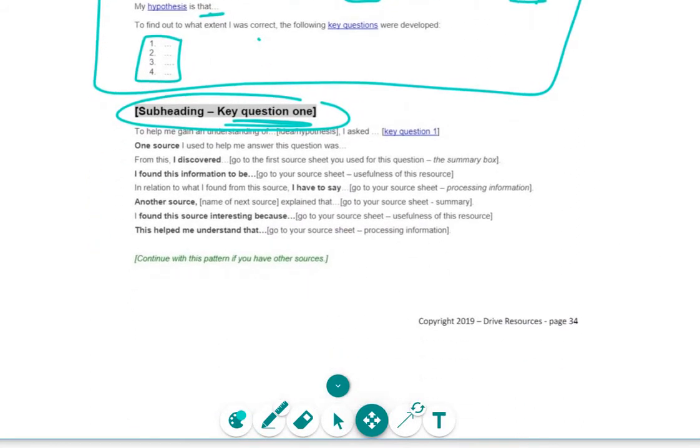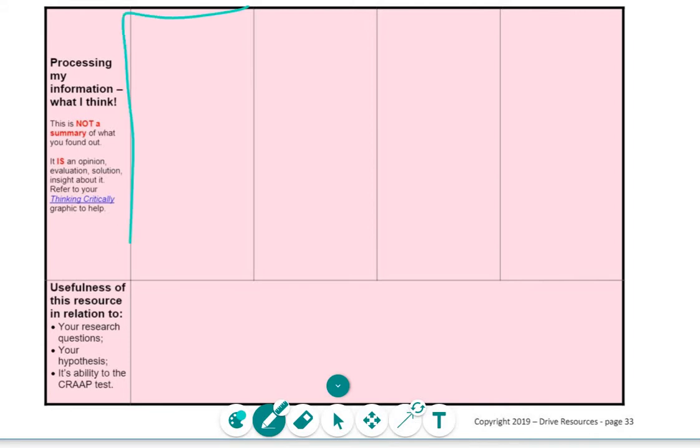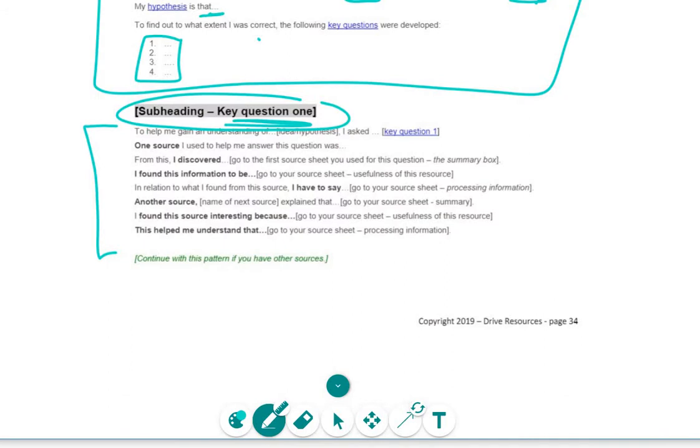Okay, so this is what you could say, and you're sort of just plodding through each source of information that you used to answer key question 1. So you'll go and have a look at all that first column on each of your sheets, this column here, and the next page, this one, and that's the stuff you're going to use for the first section of your report for this one.